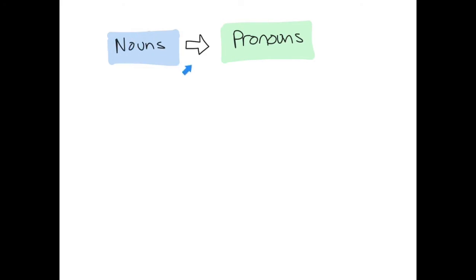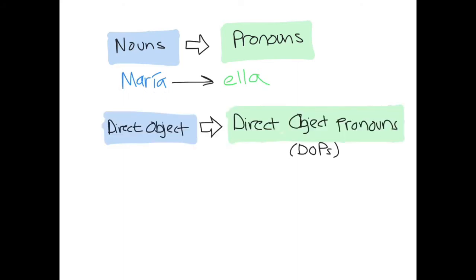Now, we already know that nouns can be replaced by pronouns. So the job of a pronoun is to replace a noun. They're helpful because they give us more variety and we sound less robotic in our speech and writing. So for example, if I've got Maria, I can get rid of Maria and use ella instead. Ella being the pronoun form of Maria. So she. Now, direct objects we know are nouns, so they can also be replaced by their own pronoun, direct object pronouns known as DOPs.